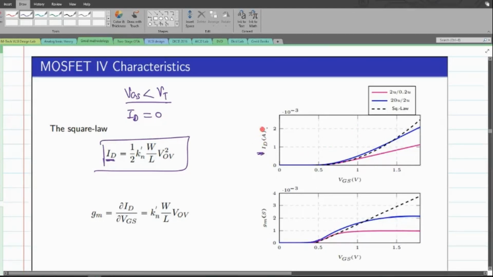But when we look carefully here, you could see that the current graph of my large channel, this is 20u by 2u, is quite a large transistor, and that is somewhat coincident with our square law model. Whereas when we take the shorter one, when I'm going for a channel length equal to 200 nanometer, you could see that obviously there is a huge amount of deviation from the graph that has been predicted by the square law relation.